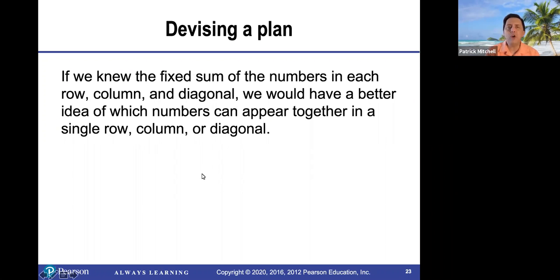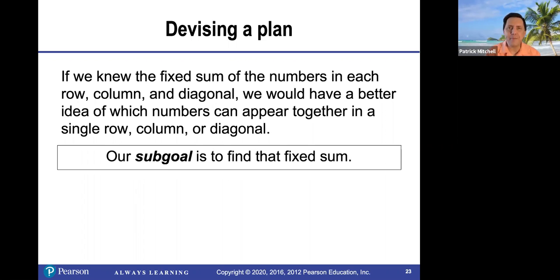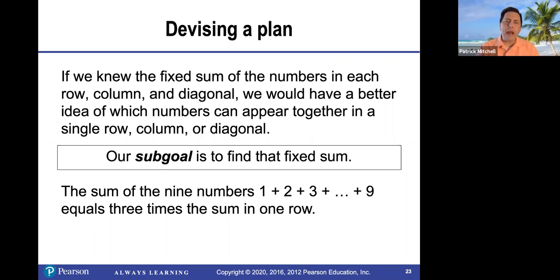If we only knew what that fixed sum was, that would be really helpful. We would have a better idea of which numbers can appear together in a single row, column, or diagonal. So the sub-goal in this problem is to figure out what that fixed sum would be. And it turns out that's pretty easy. All right, if you added together all the numbers in the whole magic square, that's going to have to be 3 times the sum in one row, or one column, or one diagonal, right?